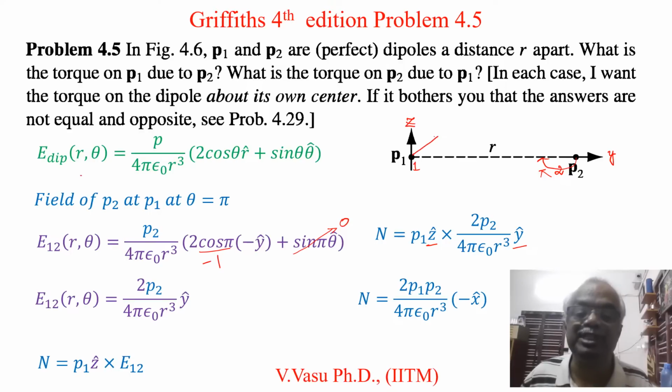This is negative, inward. So the x direction out of the page is the negative x axis, and this is positive x. So this is negative x cap. So this is inward to the paper. Now we will see the second case.